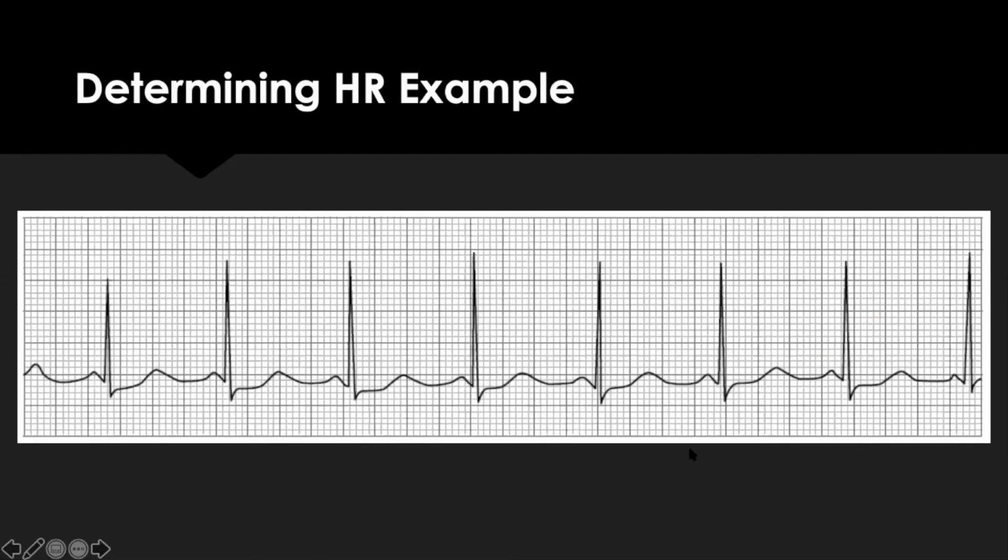So just an example, we can determine the heart rate of this EKG strip. We're going to find the R wave that is closest to the beginning of one of these big boxes, so like this one. And each one of these big boxes has 5 little boxes in them. So we'll count 5, 10, 15, and then 16, 17, 18, 19. So 19 times 0.04 equals 0.76, and then 60 divided by 0.76 is about 79 beats per minute.